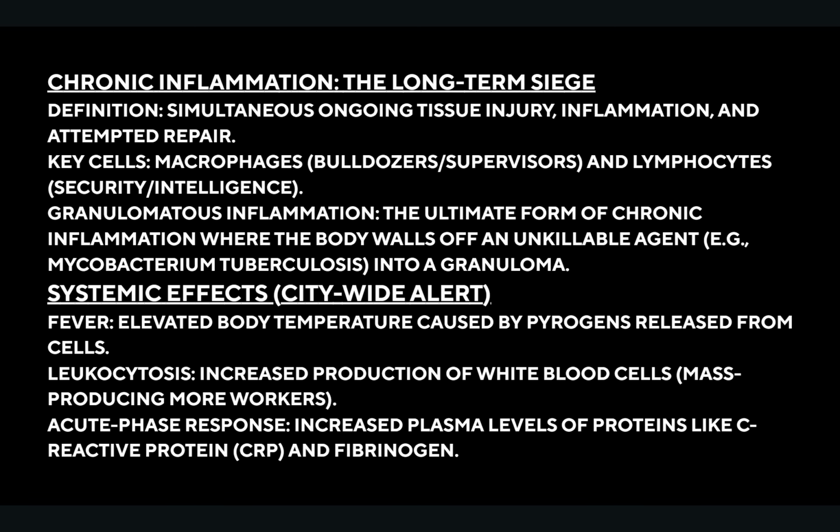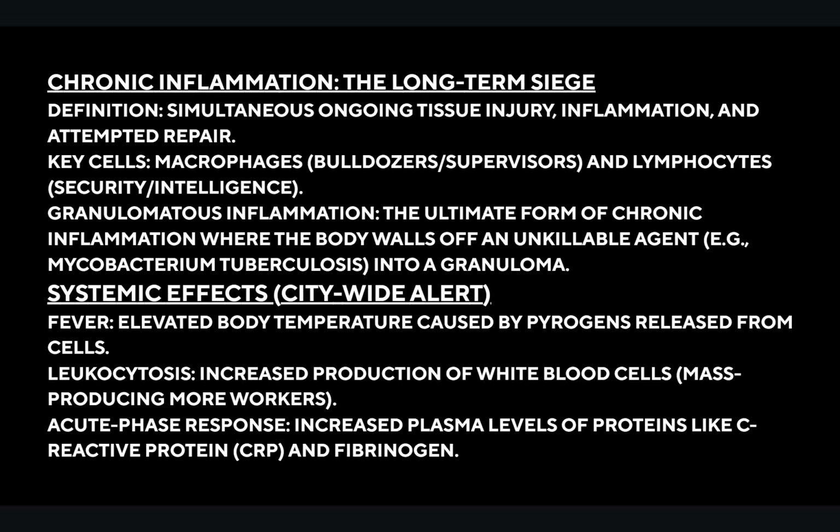So here, if the acute team cannot fix the problem, the body enters a chronic inflammation state. The workers change. Gone are the swift neutrophils, and in come the macrophages, the powerful cleanup bosses, and lymphocytes, the intelligence and security team. If the invader is highly tough, the body uses a desperate measure. Granulomatous inflammation. If they cannot kill it, they wall it off. Macrophages tightly surround the threat, forming a highly organized bunker called a granuloma.